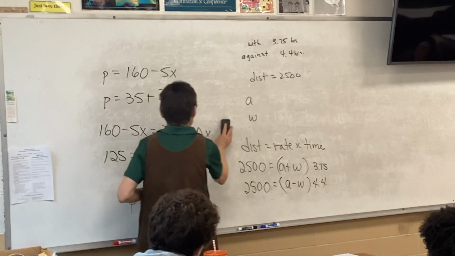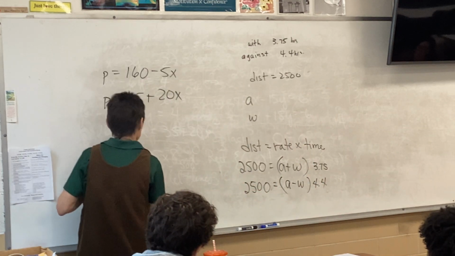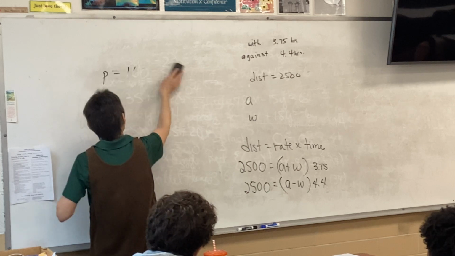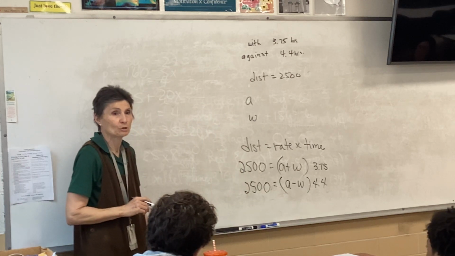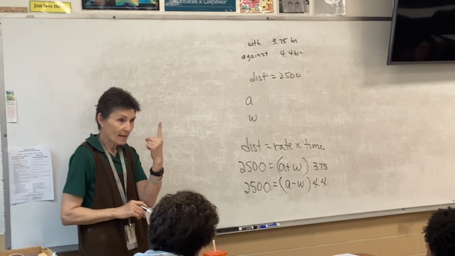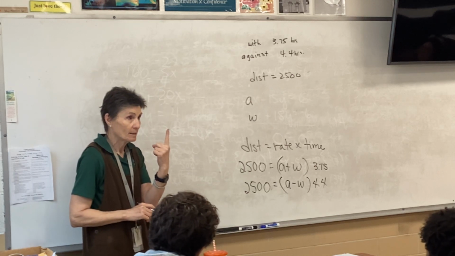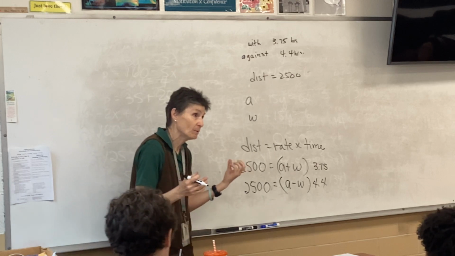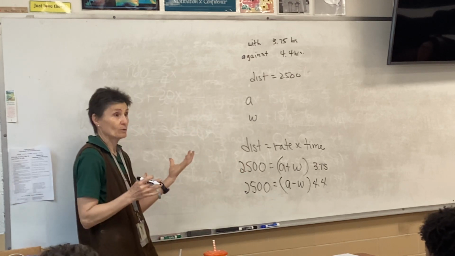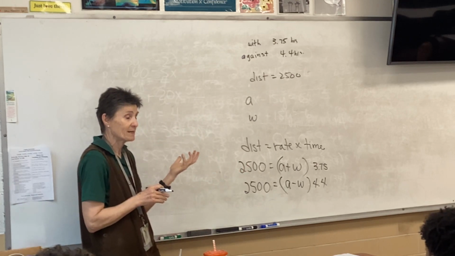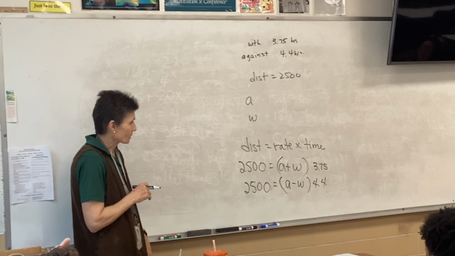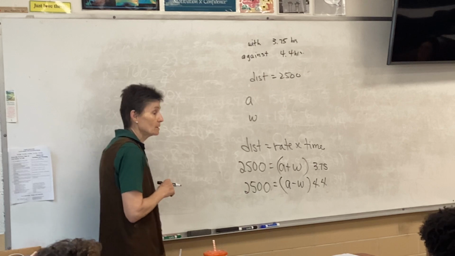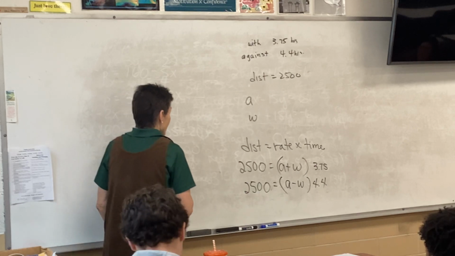We absolutely could set them equal to each other. Do you see a potential drawback, though, with setting them equal to each other? Then I would have one equation, but I'd still have my two variables. So you can absolutely do it. I don't think I want to because I don't like having two variables in my equation. Distribute it out? Yes. Okay, we could do that.